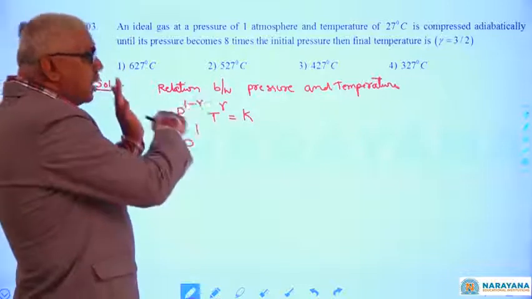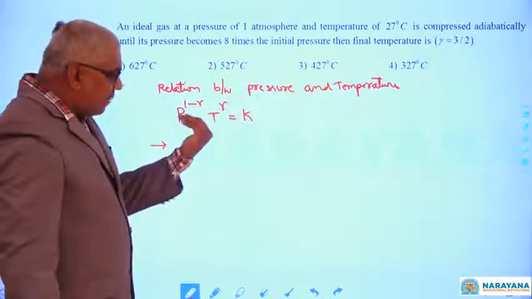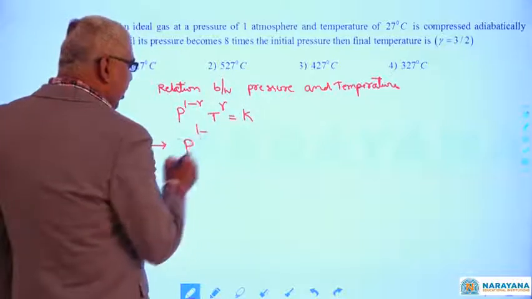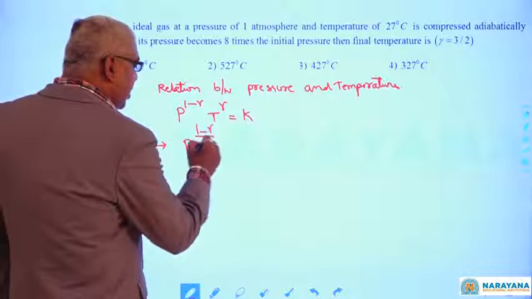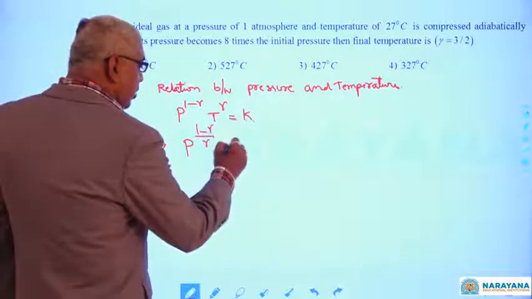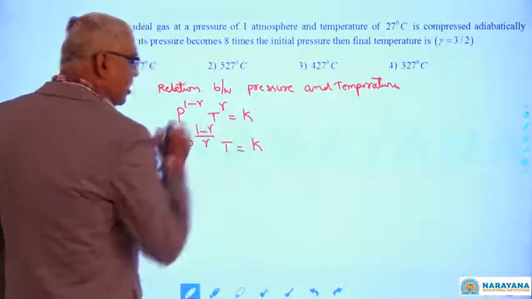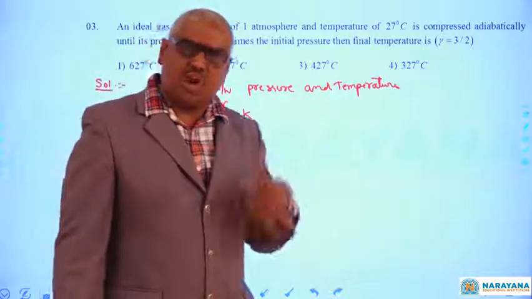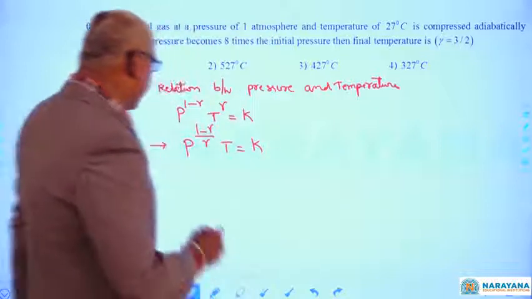Taking gamma power on both sides, what will I be getting? P to the power of (1 minus gamma) by gamma into T is equal to a constant K. K to the power of gamma is again a K value, a constant value. That's why I have taken K only for that.